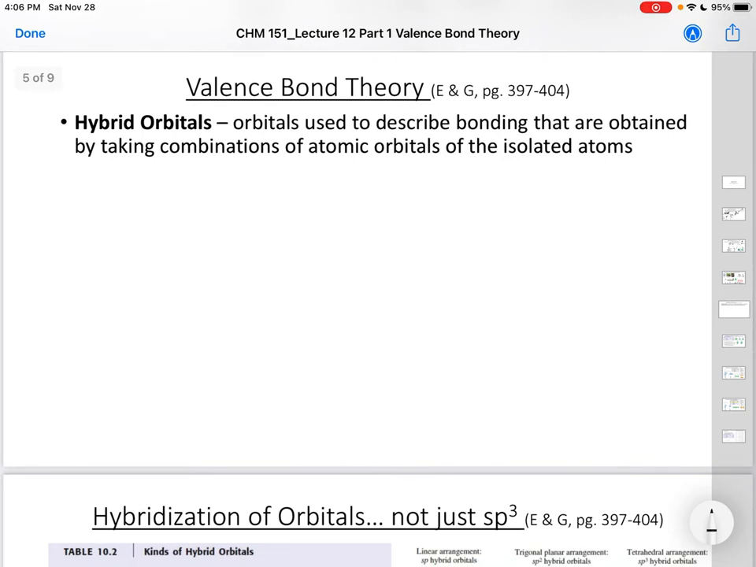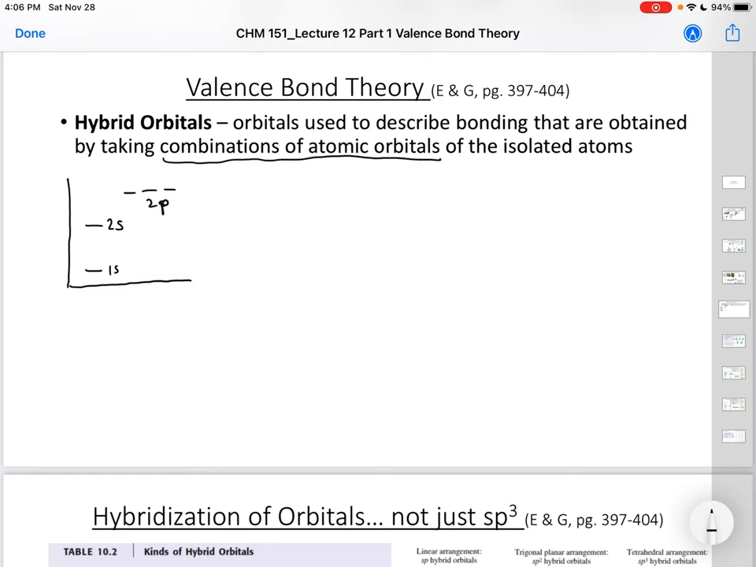So the definition of a hybrid orbital, therefore, is an orbital used to describe bonding that is obtained by taking combinations of atomic orbitals. In this chapter, we're looking at combining the s and the p of the isolated atoms. We did look at 1 s and 3 p's, but there are other ones. For example, we're never going to hybridize the 1s because the 1s is a non-bonding, non-valence electron. So we have our 2s and our 2p.